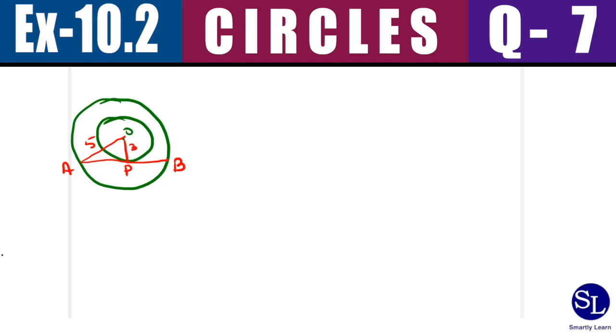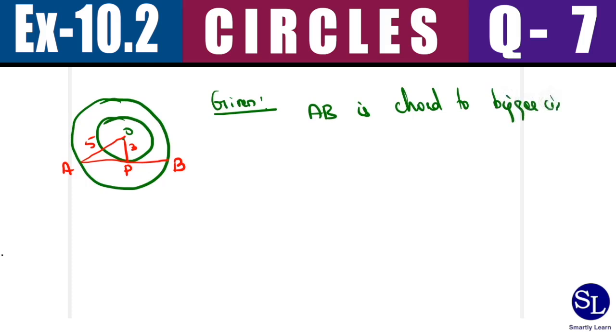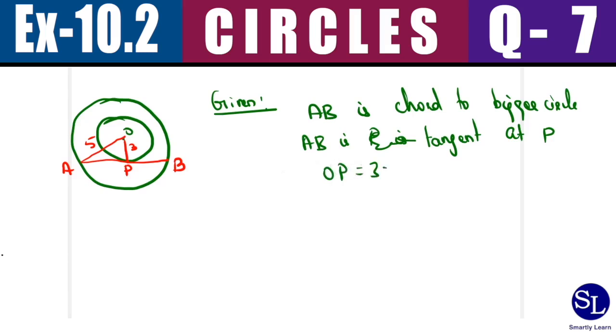So let's list out what is given to us so that we will be able to find out all the data that's required. So given, AB is a chord to the bigger circle and P is tangent, or we can say AB is tangent at P. Now, we also know that OP is equal to 3 centimeters and OA is equal to 5 centimeters because these are the radii that are given to us.